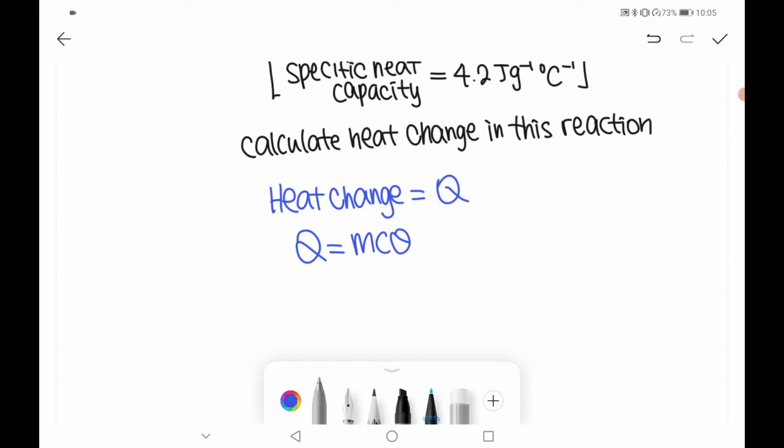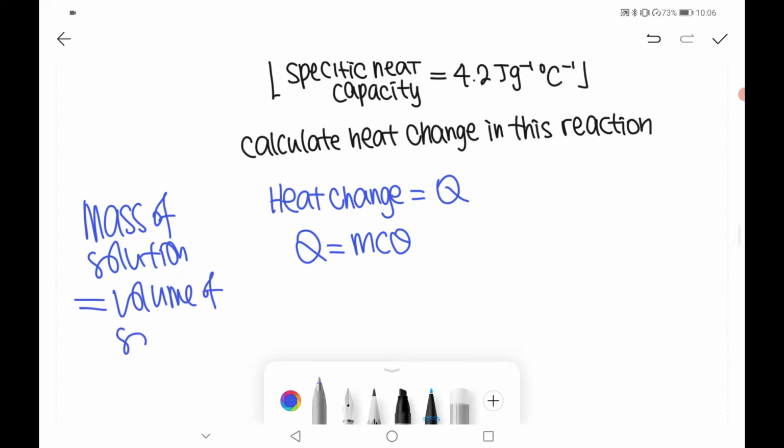The m here refers to the mass of solution. In this chapter, we only focus on the mass of solution. We don't want the mass of solid. We don't want the mass of gas. I repeat, in this chapter, thermochemistry, Form 5 Chapter 3, in all the calculations, for the mass we only focus on the mass of solution. So what is the mass of solution? I said early on today, the mass of solution is exactly the same as the volume of the solution, okay?